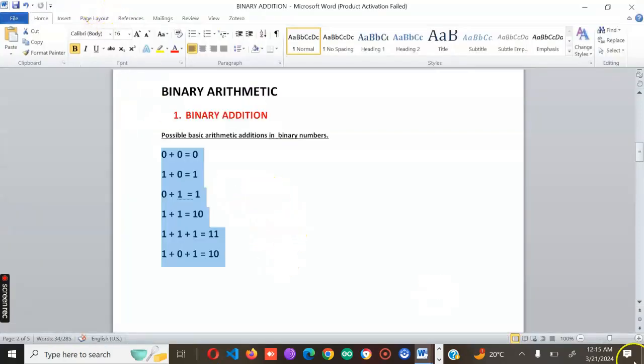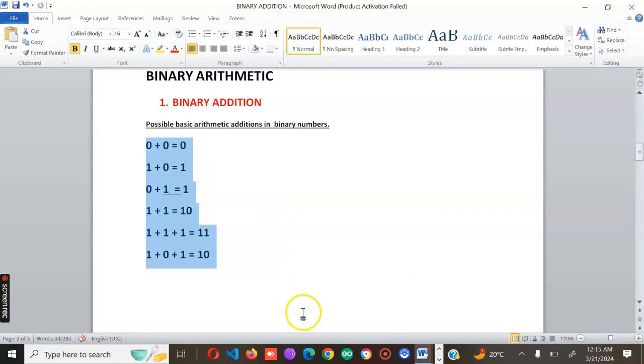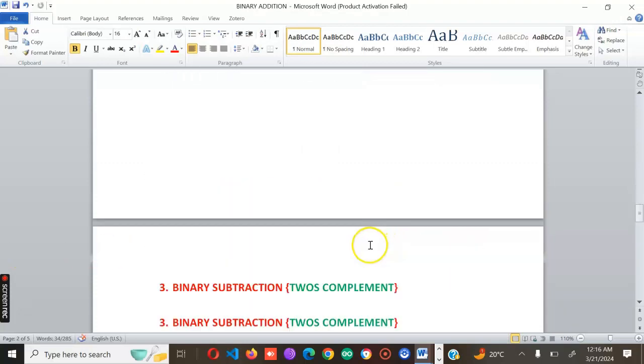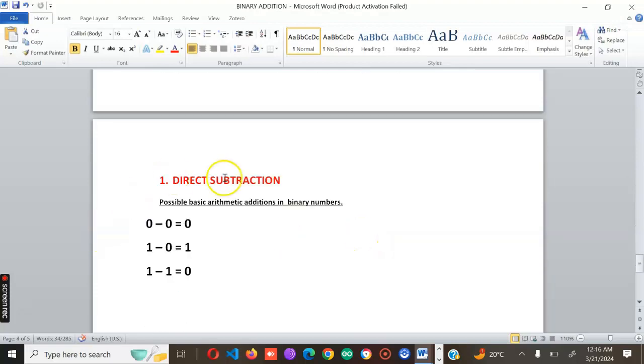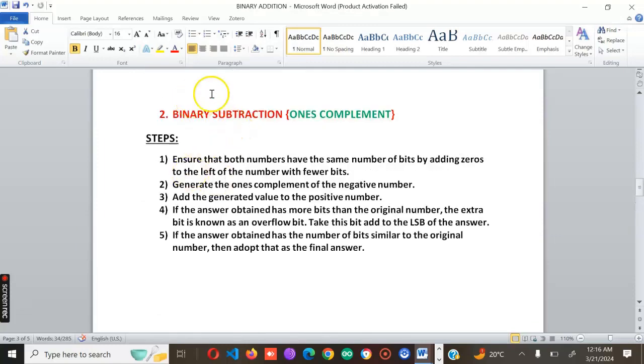I hope you have understood how to go about the binary additions. Okay, let's move to binary subtractions. For binary subtraction, we use 3 ways: 1's complement, 2's complement, and direct subtraction. So we have the steps for the 1's complement, the steps for the 2's complement, and lastly direct subtraction. We will start with the first case, whereby we simplify our equation using the 1's complement. For the 1's complement, these are the steps that you are supposed to follow.